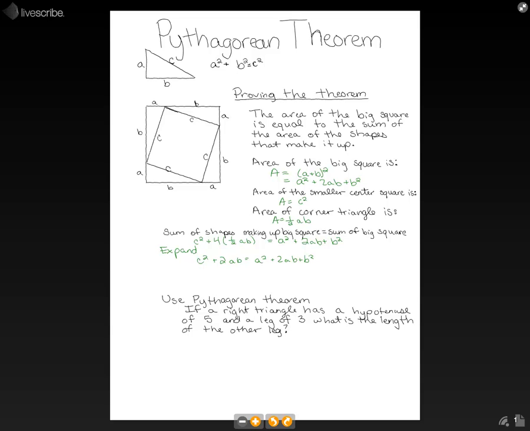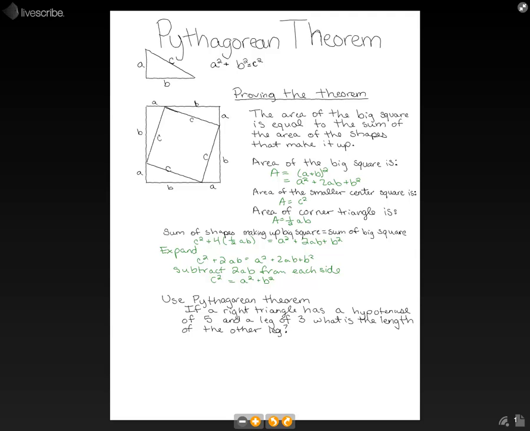Now we're simply going to subtract 2ab from each side. When we do this, we see we get c squared equals a squared plus b squared, which proves our Pythagorean theorem. This is a proof from about 2,000 years ago from the Chinese, so this has been known for a long time.